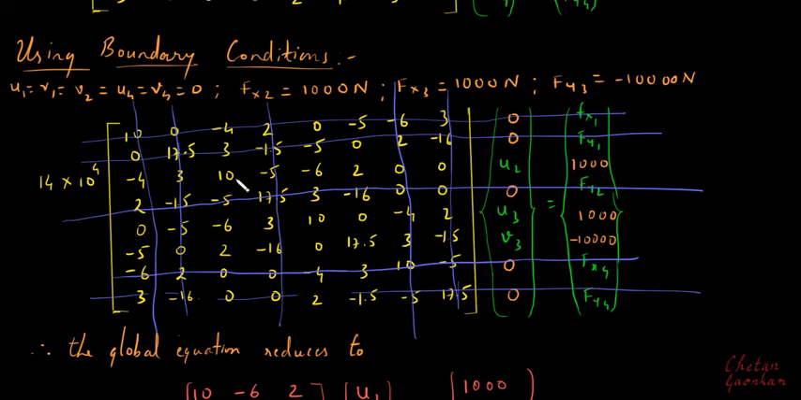So what has happened here is, along with this common term, that is 14 multiplied by 10 to the power 4, the terms which remained are this, and then we have this term, similarly this term, and this term, and this term. So this is what has remained from the global stiffness matrix now, along with u2, u3, v3, and the applied forces 1000 and minus 10,000.